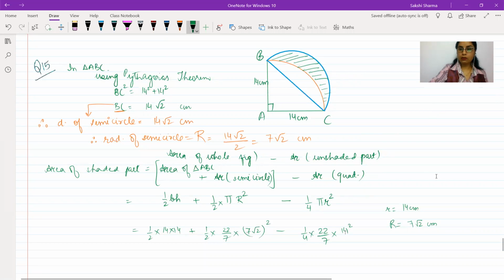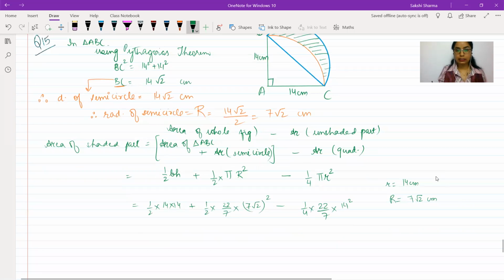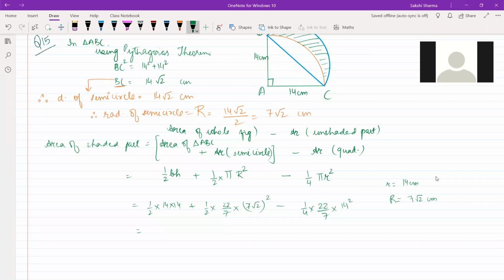Simplify. If anyone has already simplified and has the answer, No, ma'am. Okay, then I'll give you a minute to solve it.